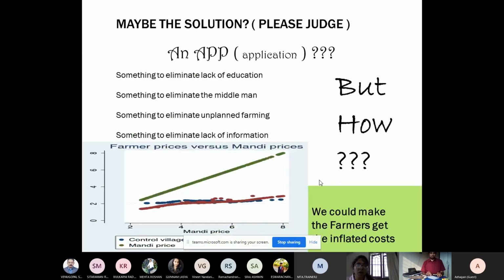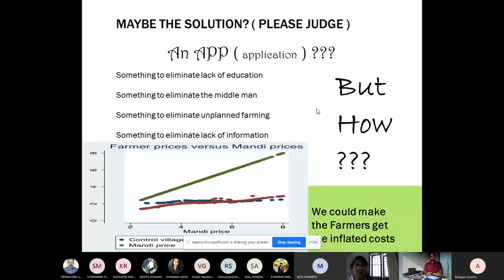So the solution we have come up with is an application. We have come up with this to eliminate lack of education, eliminate middlemen, unplanned farming, and lack of information. This graph shows the market price of the products and the amount of money received by the farmers. This is also followed in foreign countries, but in India, since the price of goods is low, the amount received by farmers is very low.